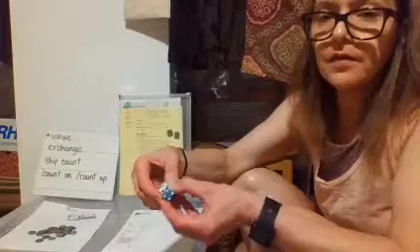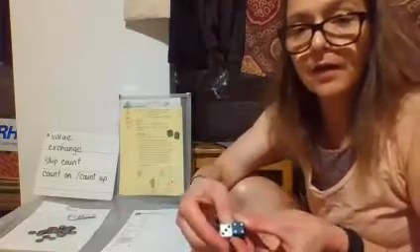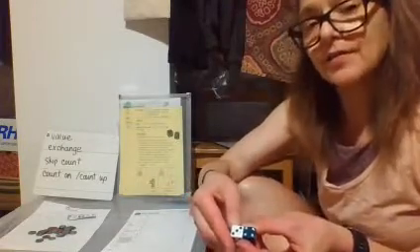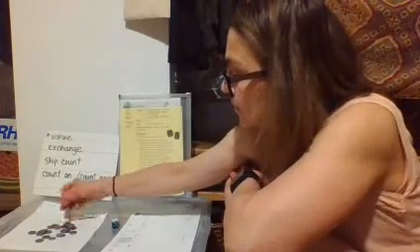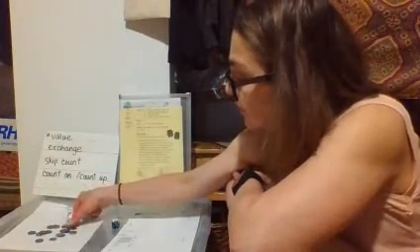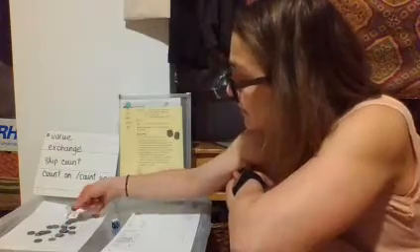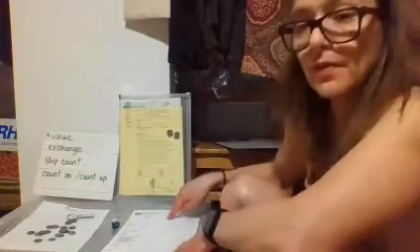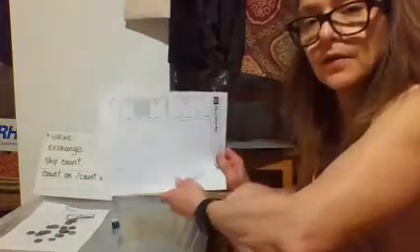So I roll, and I rolled a 4 and a 3, and I'm going to count up from 4, 4, 5, 6, 7, and then I'm going to find 7 pennies. 1, 2, 3, 4, 5, 6, 7, and I'm going to put them in the ones column right here, into the ones column.